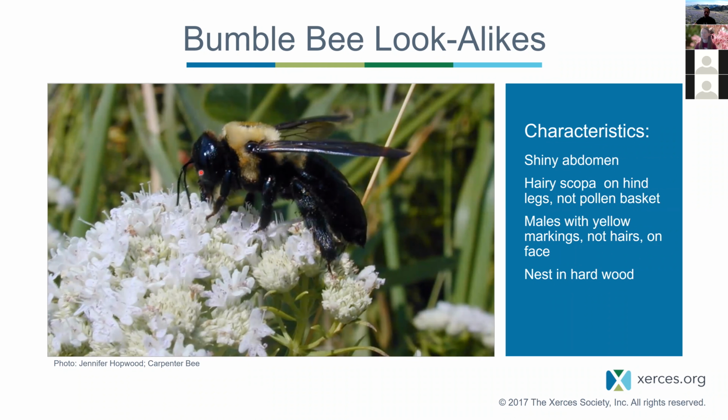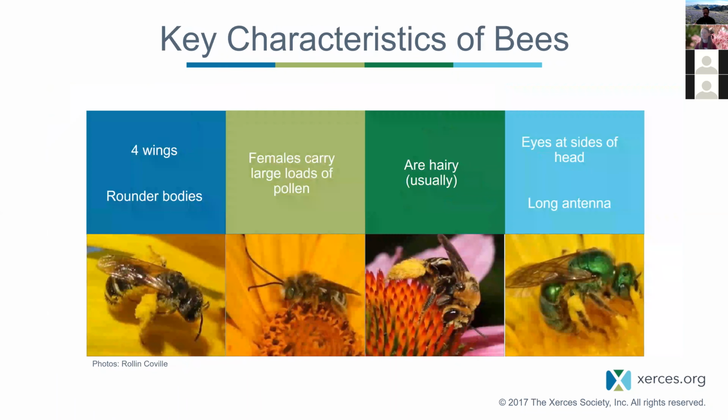So we've gone through carpenter bees. Remember, you're going to be looking for that shiny abdomen to tell the main difference between bumblebees and carpenter bees. So that shiny abdomen is the main determining factor. But generally, bees are going to have 4 wings, so they have 2 pairs of wings. The females carry pollen through the landscape. They usually have hairs all over their body. They have long linear antennae, and their eyes are on the sides of their heads.